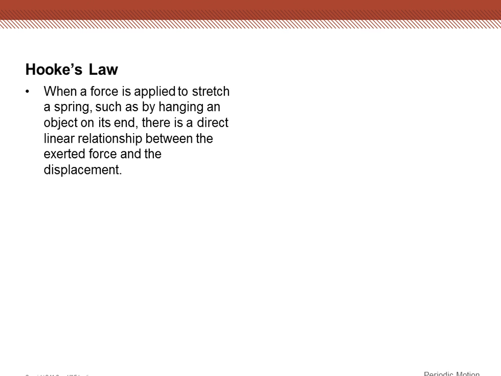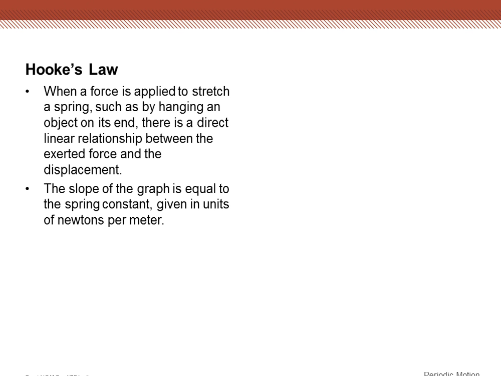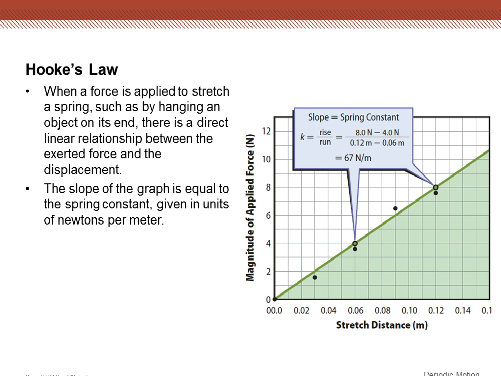When we're dealing with springs, we have to bring in this law called Hooke's law. And Hooke's law basically states that when a force is applied to stretch a spring, such as hanging something on its end, there is a direct linear relationship between the exerted force and the displacement. And so with a direct linear relationship, that means we can graph these two, and we can see that the slope of the graph is equal to this thing we call the spring constant. All right, and the spring constant talks about the stiffness of the spring, how easy or how hard it is to stretch or compress the spring.